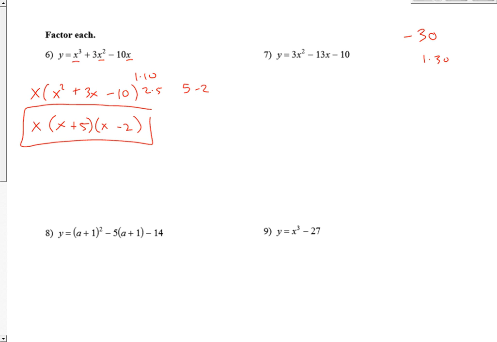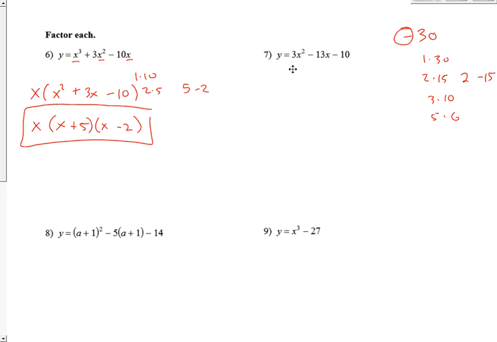1 times 30, 2 times 15, 3 times 10, and 5 times 6. If you're not careful here, you will choose the wrong pair of factors. You have to know that because it's a negative, we are subtracting the factors to get negative 13. We're not adding. So we have to make sure that we choose 2 and negative 15 to add up, or to subtract 2 minus 15 to get the negative 13.